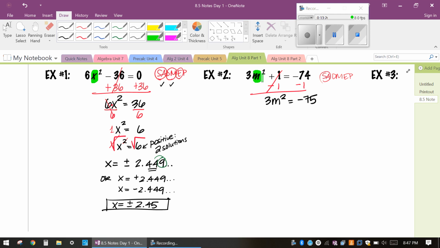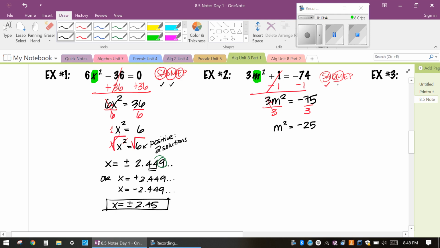When we were factoring, we wanted all the terms on the same side of the equal sign. So we moved everything to one side and got 0 on the other. You do not need to do that when you're using SADMEP. And you use SADMEP if there's no linear term. Okay, so I canceled subtraction and addition. Now I'm going to go ahead and cancel multiplication with division. 3 divided by 3 is 1. You get m squared equals negative 25.